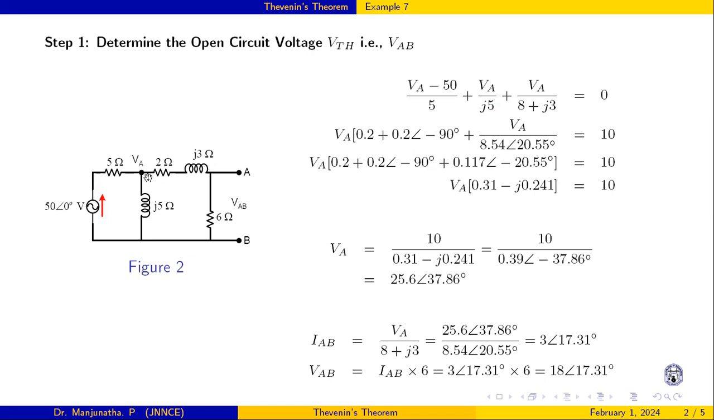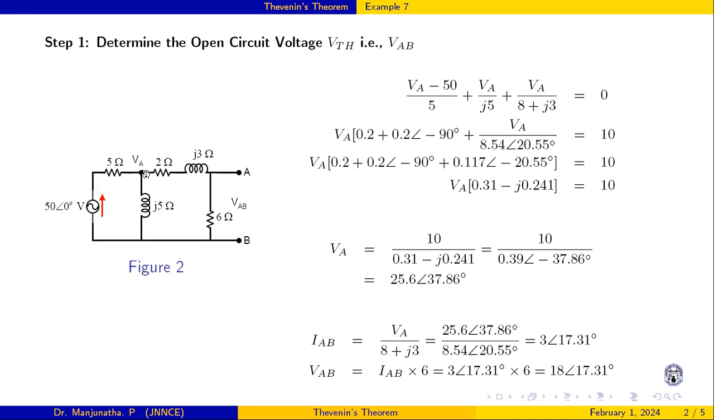This is the voltage at this point. But I have to determine the voltage between these two points, that is, the voltage across 6 ohms. I hope you already know these polar and rectangular conversions, so I'm not going into detail on how the conversion is done.